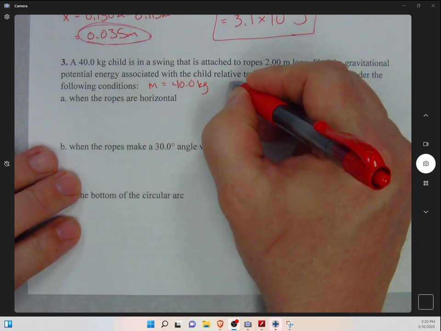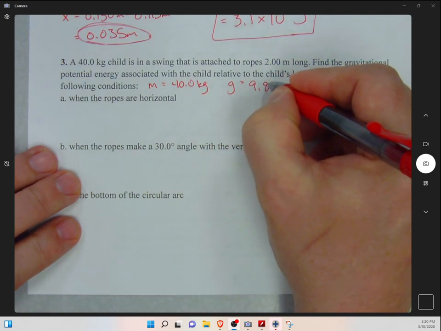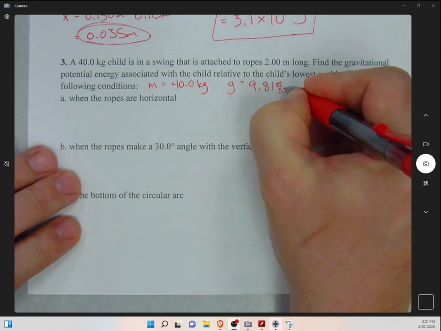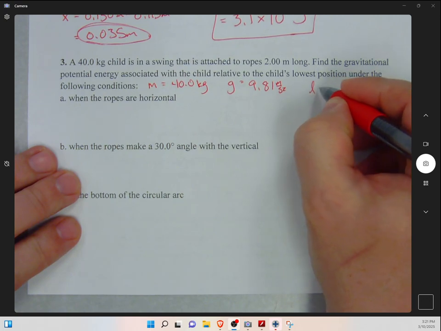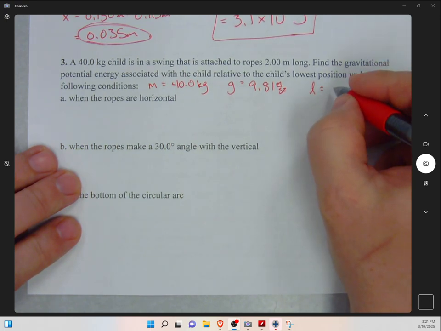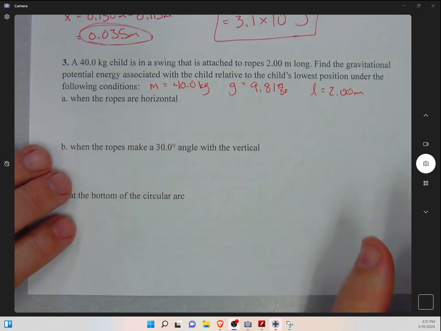We have acceleration due to gravity, right? Because we're playing on a swing. And then we have, let's call it L, the length of the rope, the swing rope, coming in at 2 meters.